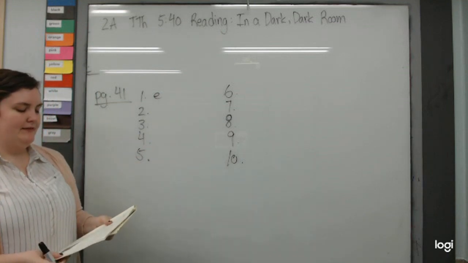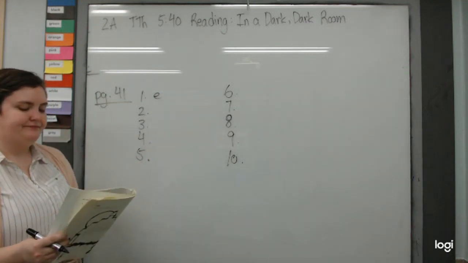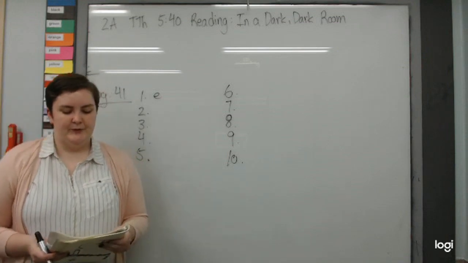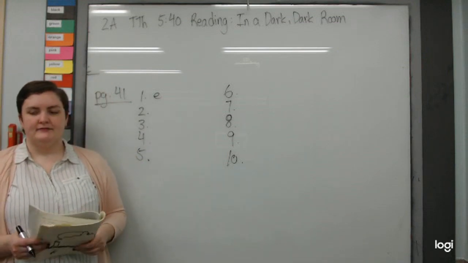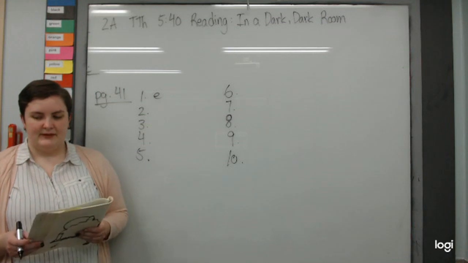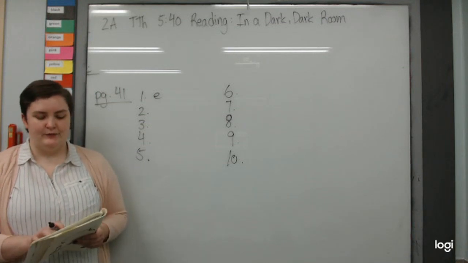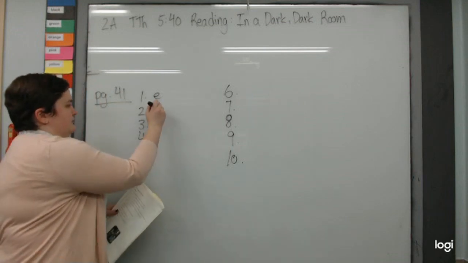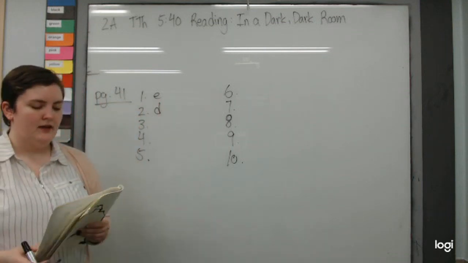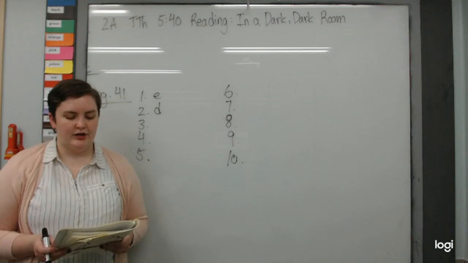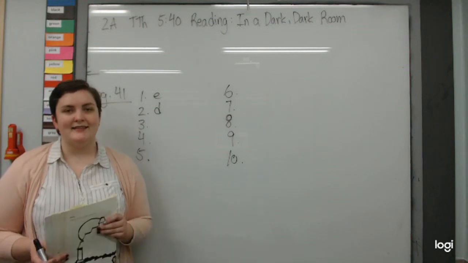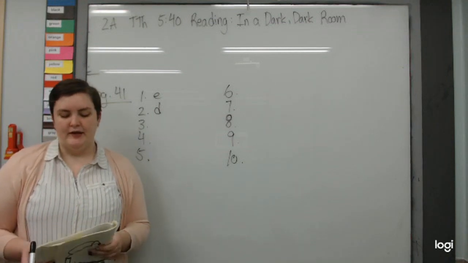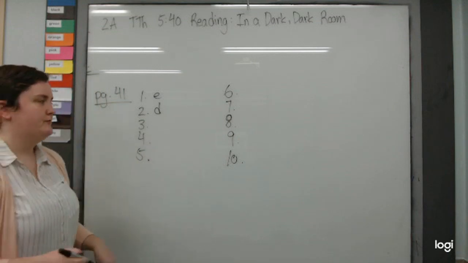Number 2, fun. Which one is fun? Fun is D. If you enjoy something, then you will use this word. Number 3, dark. Dark is C. When you go to bed, you turn the light off to make the room dark.